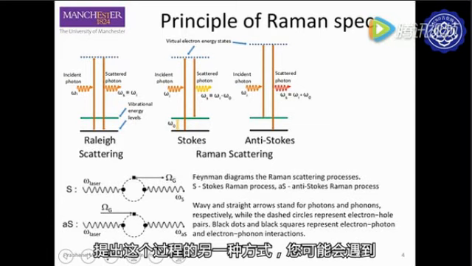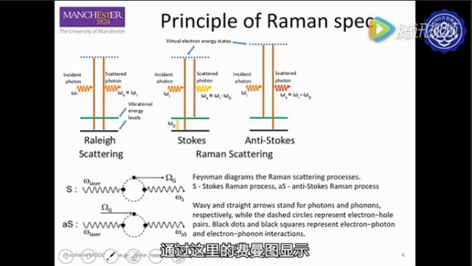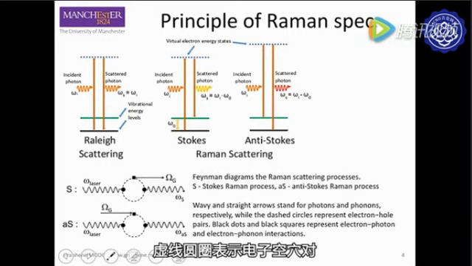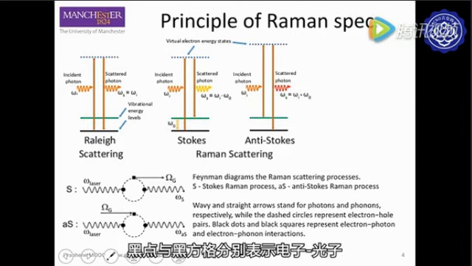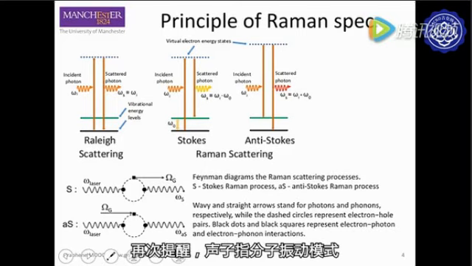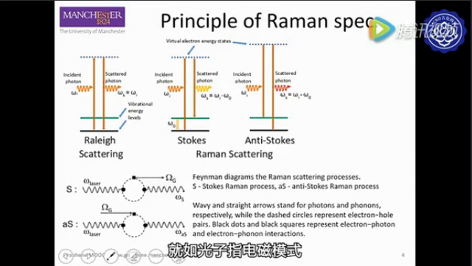Another way of representing this process which you might encounter is by means of a Feynman diagram as shown here. In this diagram, wavy and straight arrows stand for photons and phonons respectively, while the dashed circles represent electron-hole pairs. Black dots and black squares represent electron-photon and electron-phonon interactions respectively. As a reminder, phonons refer to the molecular vibrational modes, just as photons refer to electromagnetic vibrations.